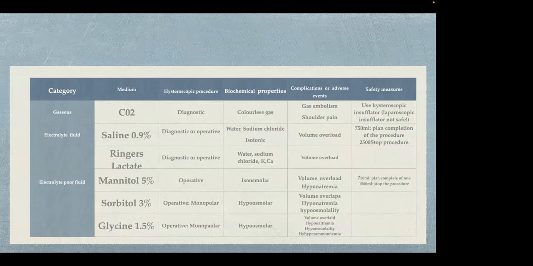The main disadvantage of using these media is the risk of volume overload, which occurs at a much lower volume of about 1,500 mils. So, as opposed to when we are using saline or Ringer's lactate, we should be ready to stop the procedure by the time we've used 1.5 liters. In addition to volume overload, we have risks of hyponatremia and hypoosmolality. With glycine, there's also a risk of hyperammonemia. And with sorbitol, there's a risk of hyperglycemia because it's broken down into simple sugars.